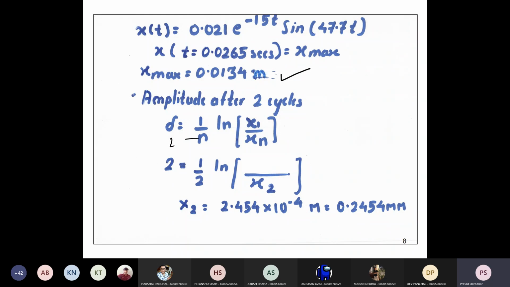Yes, can somebody tell me what will be x1 in this equation? So it will be X max. X max. All right, tell me your SAP ID, who is saying that it should be X max.